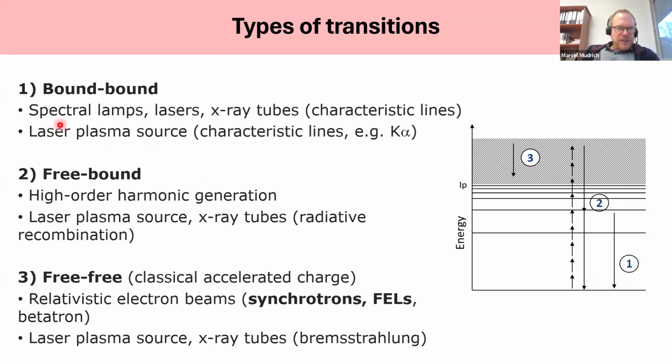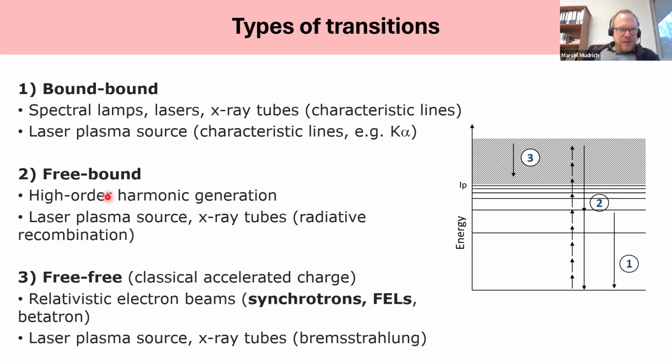These bound-bound transitions are the ones that are driven in spectral lamps and in lasers. Also, the characteristic lines in X-ray tubes are bound-bound transitions, or in the laser-driven plasma sources that we discussed. There are characteristic line contributions like this famous 13.5 nanometer line that is used for photolithography. That's a bound-bound transition in tin.